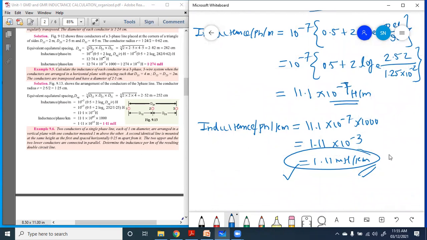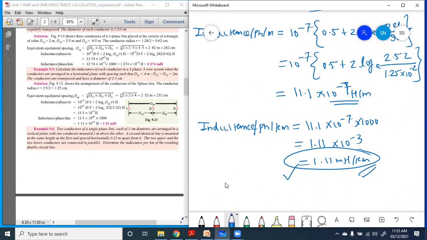Now these are the two numericals based on the three-phase unsymmetrical transposed line. In this way we have to calculate inductance for the unsymmetrical transposed line. In the first case the line is in triangular form, in the second case the line is in horizontal form.